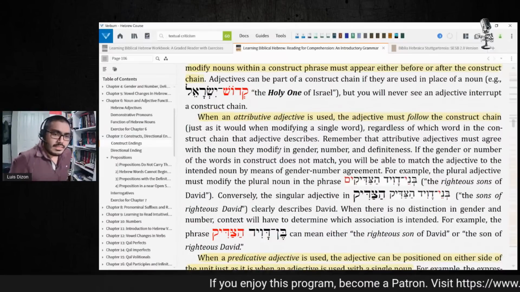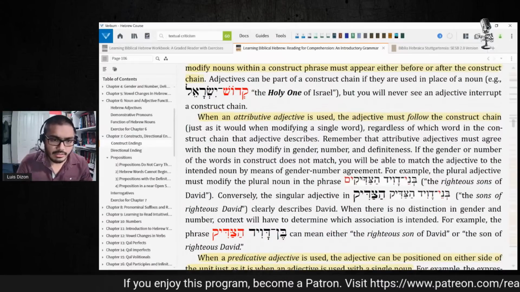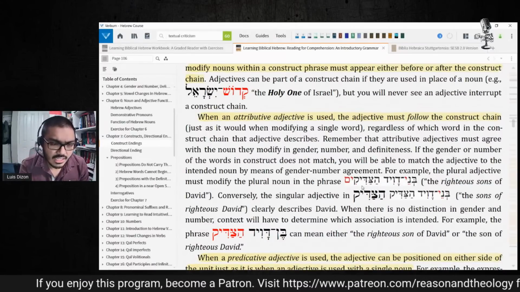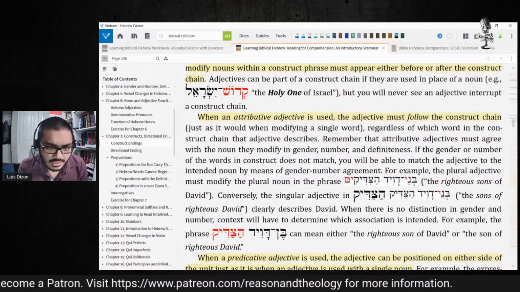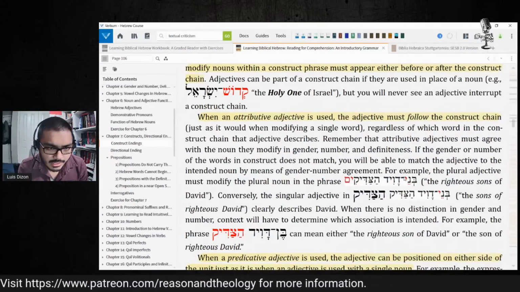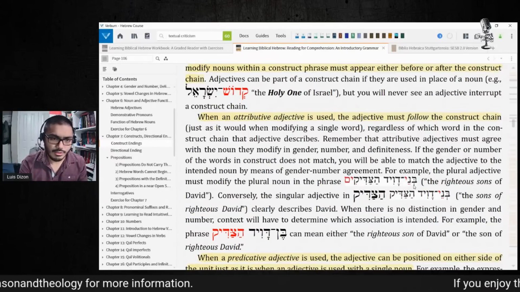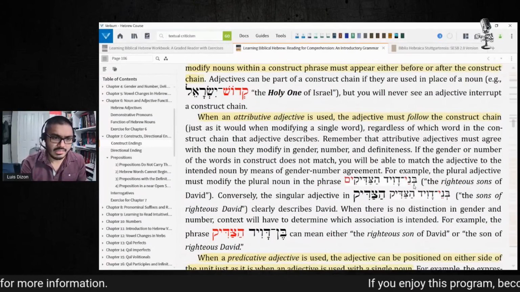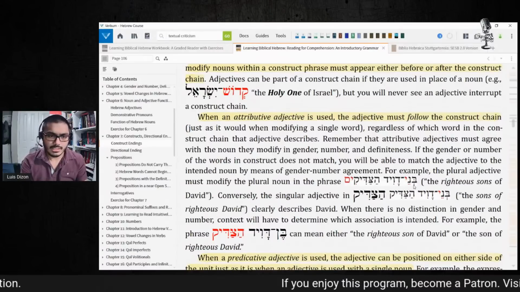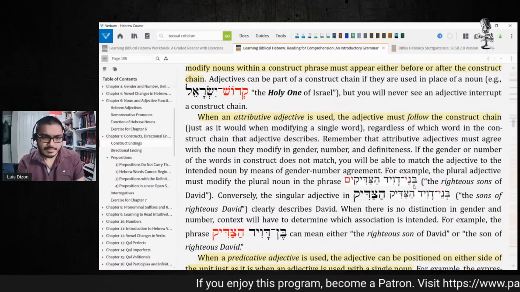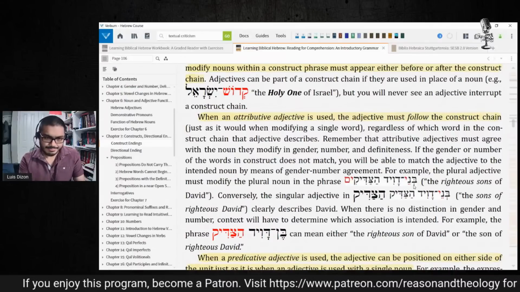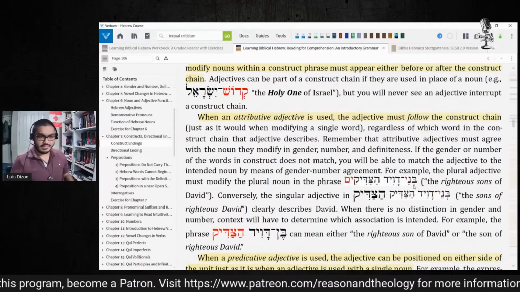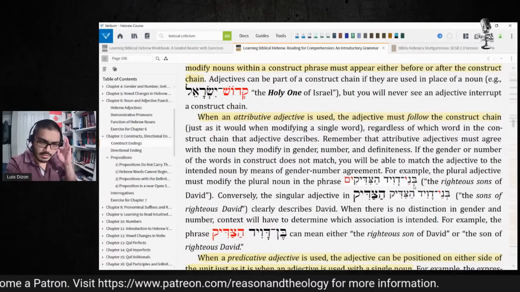The example here is Bnei David hatzadikim. So it's the righteous sons of David. You don't place tzadikim next to Bnei, which is how you might be tempted to do it, but you place it at the end. Because if you place it in the beginning, you would basically be saying the righteous ones are the sons of David. It changes the meaning and makes it into a predicative.